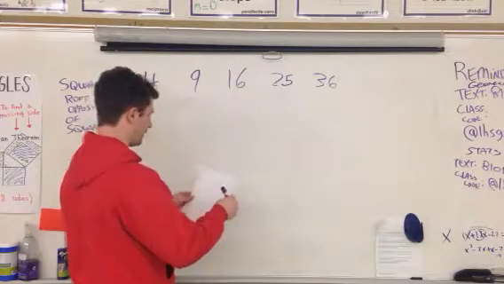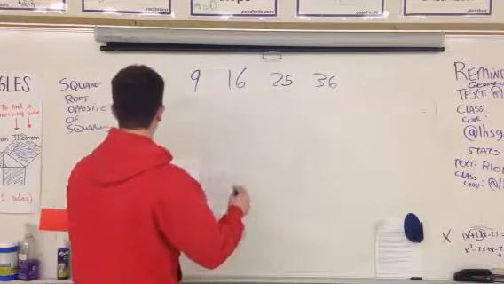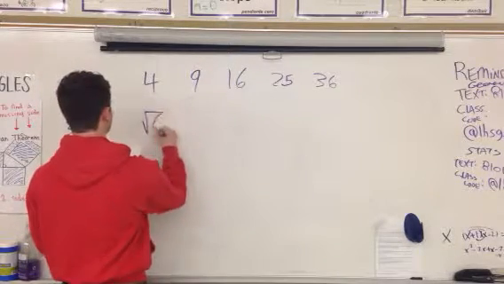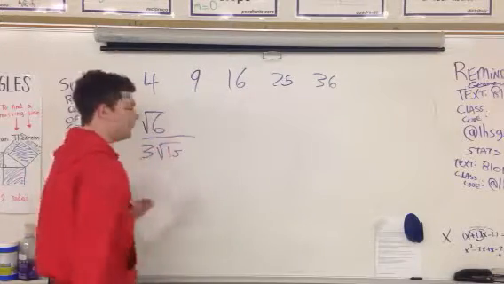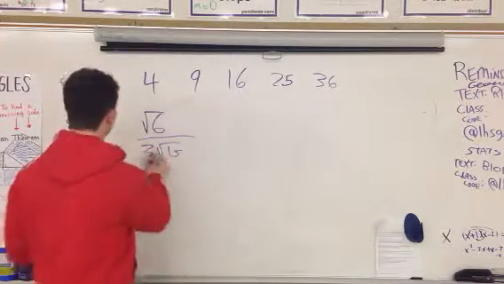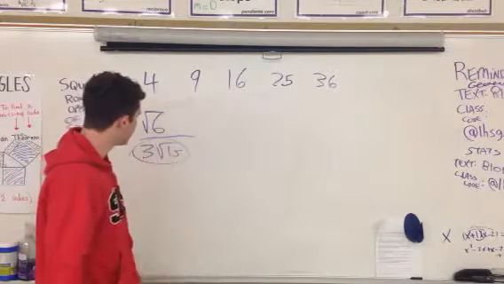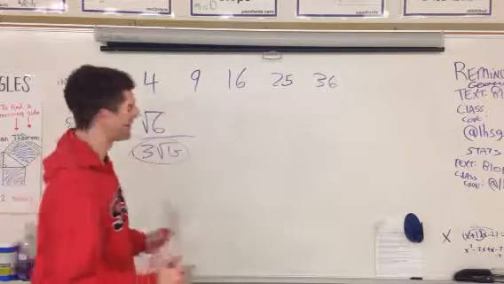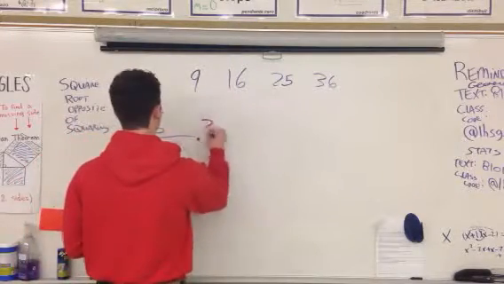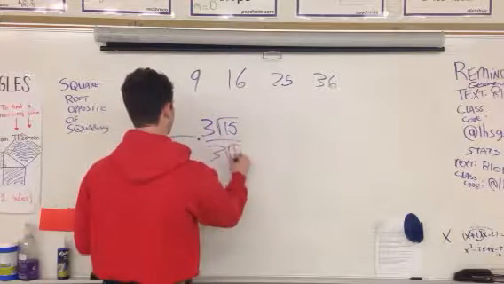Let's say we have the square root of 6 over 3 square root of 15. So first thing you've got to do is identify what your denominator is. Understand that it has a radical, a square root, so we need to undo that. So I'm going to multiply the top and the bottom by whatever my denominator was. In this case, it's 3 square root of 15.